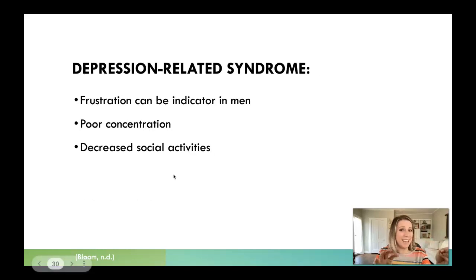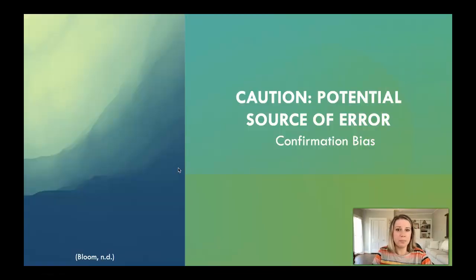And then, additionally, there may be a third depression-related syndrome. We know that frustration can be an indicator of depression in some men, and the poor concentration and the decreased social activities also cluster underneath a depression-related syndrome. So we're going to need to take a deeper look at that one.